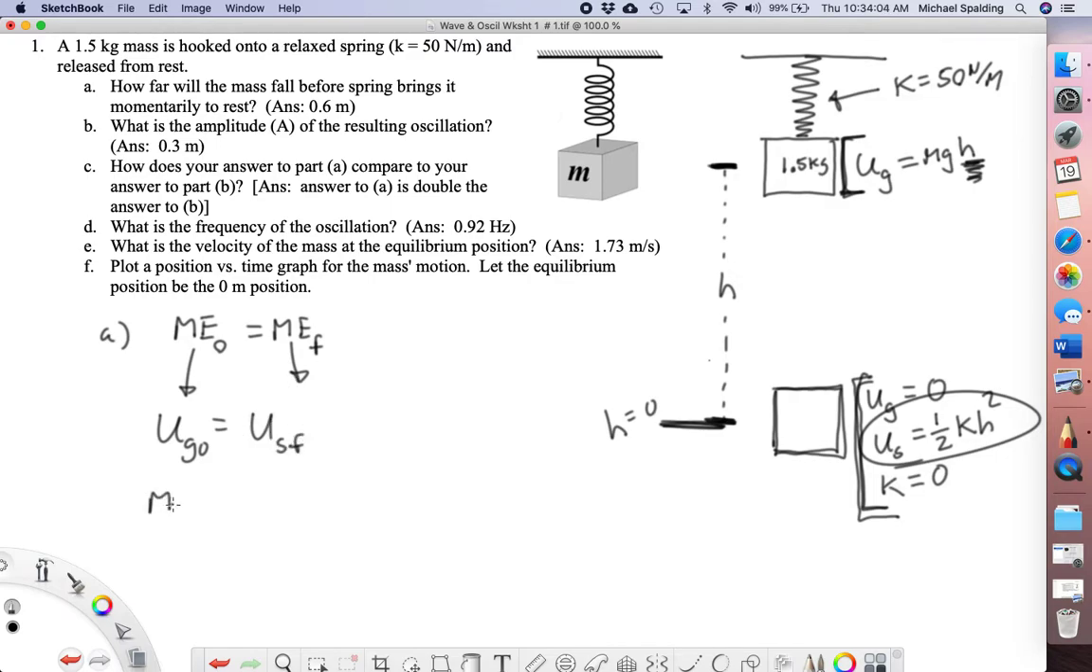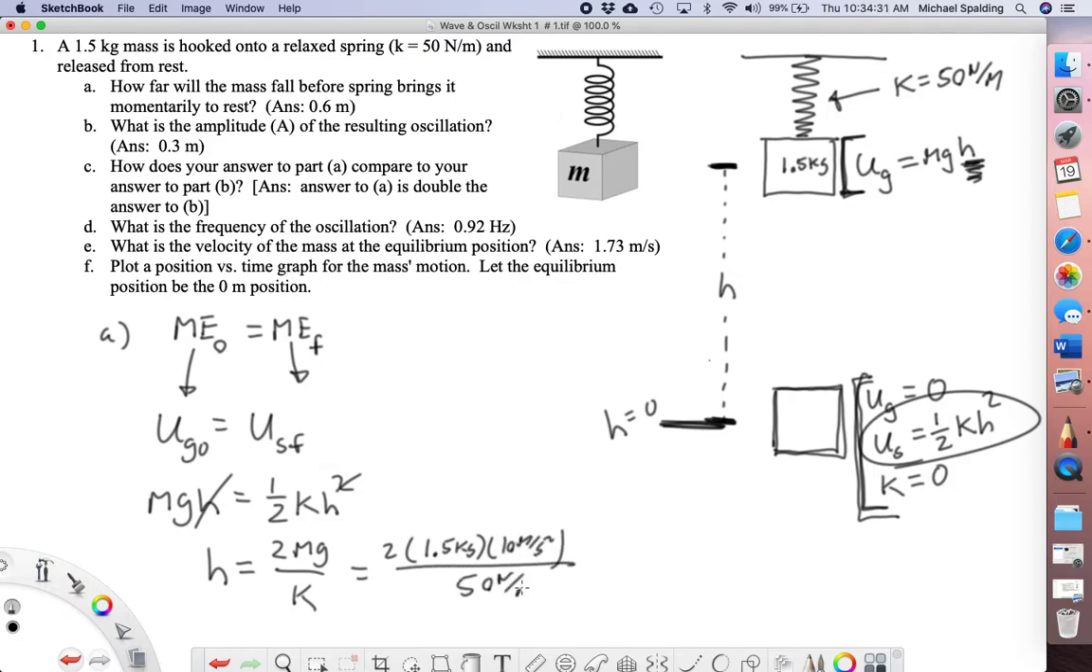So this is going to be mgh equals 1/2 kh squared. One of the h's cancels, and we get h equals 2mg over k. Plugging in our values, 2 times 1.5 kilograms, gravity is 10, and k is 50 Newton per meter. This comes out as 0.6 meters, which is the answer to the first question.